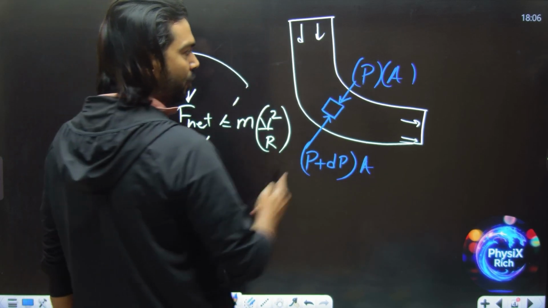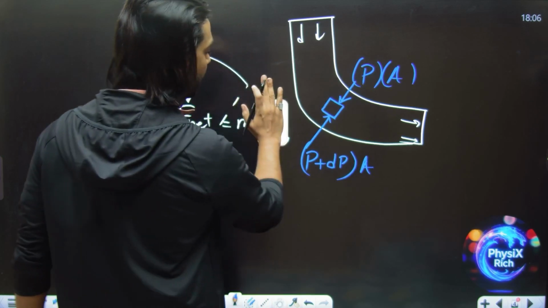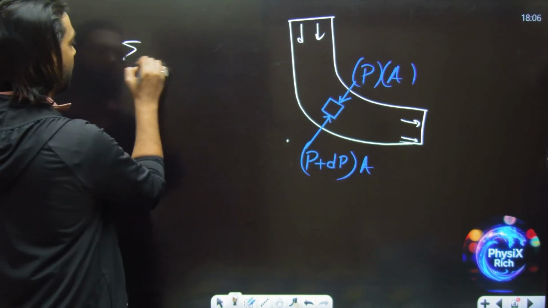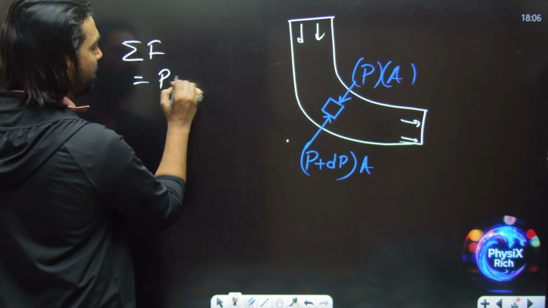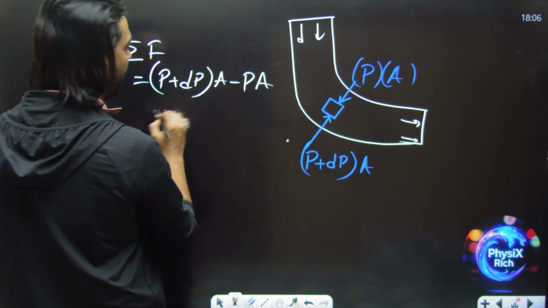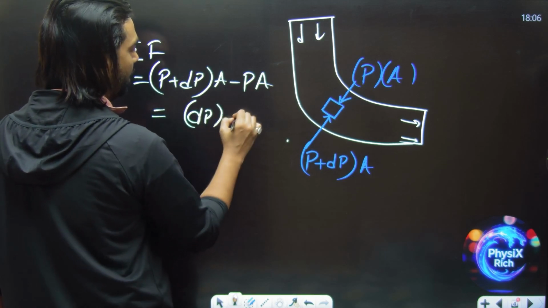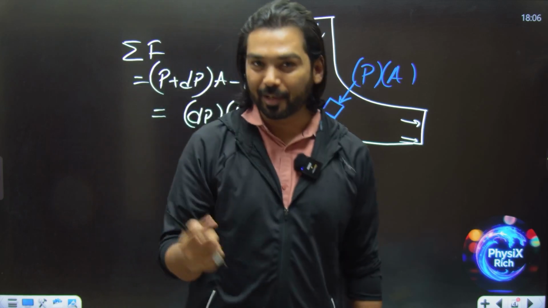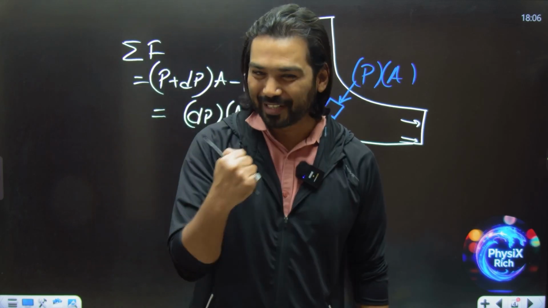So what's the net force towards the center, guys? What do you think is the net force? The net force is going to be P plus dP times A minus PA, which is simply dPA. Now, what is this dP? This dP is the increment in pressure. Where is this increment in pressure happening?